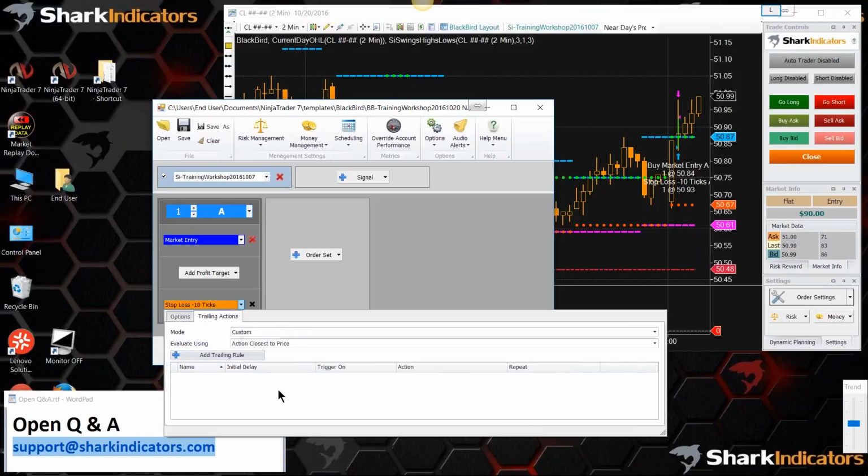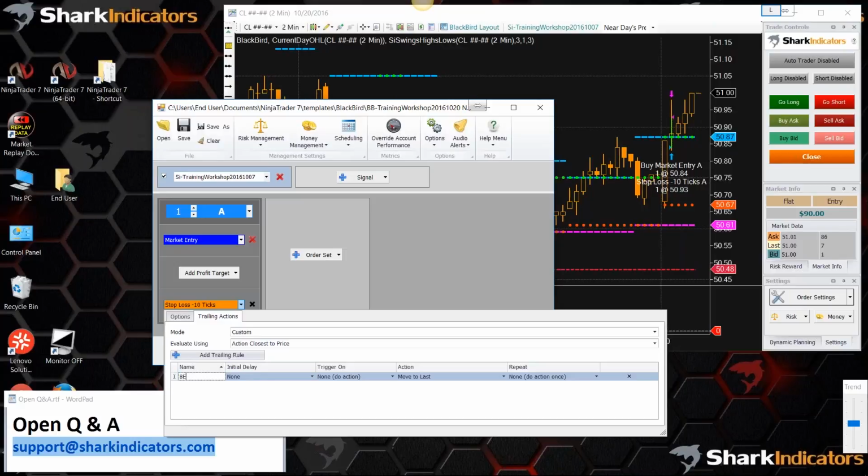All right. So we've got the evaluate using selected. Next thing, we need to add a trailing rule. All right. So it's good to name your rules, so that way you know what it's doing later on. So let's do something simple. Let's do a break even at 10 ticks. Right. So once we're at 10 ticks of profit, we'll do a break even here.